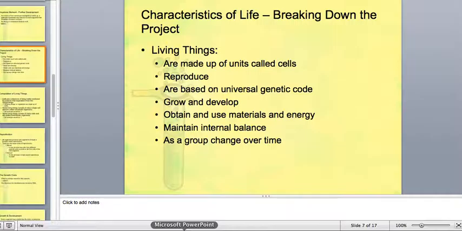Maintaining internal balance is also referred to as homeostasis. So you have an internal core temperature. Every organism has a specific core temperature.